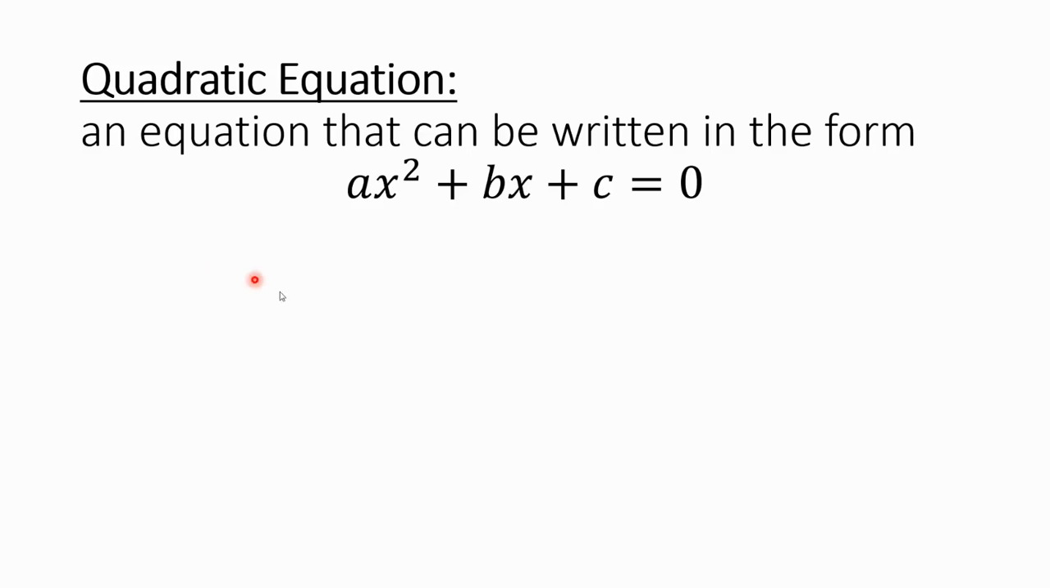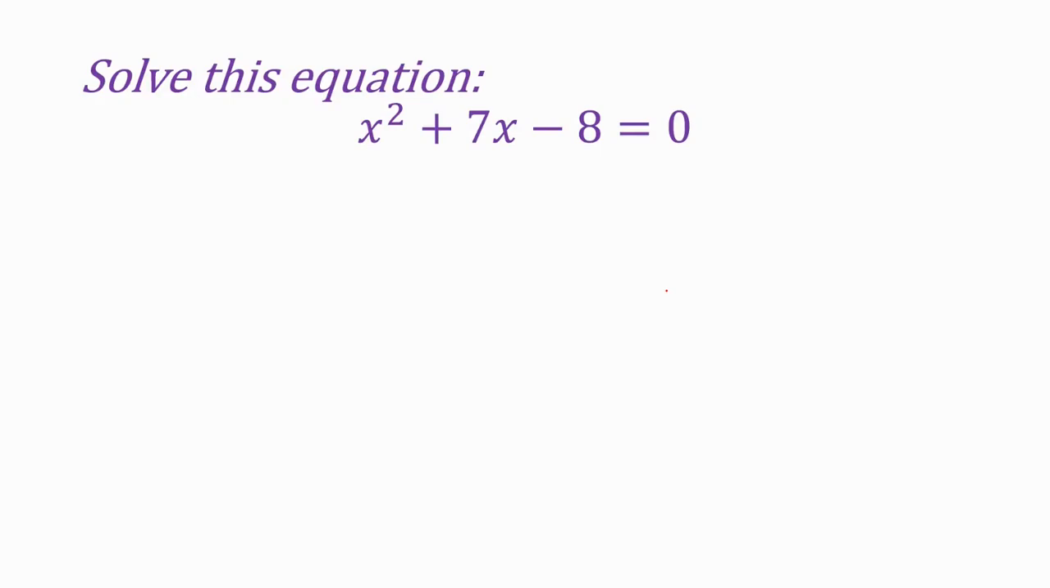It's an equation that can be written in the form ax squared plus bx plus c equals 0. So we've seen quadratic functions so far a whole bunch. But this is an equation, finally, because it has an equal sign. And this is our standard form. So for example, they're going to give us questions that look like this. Hey, solve this equation, x squared plus 7x minus 8 equals 0.